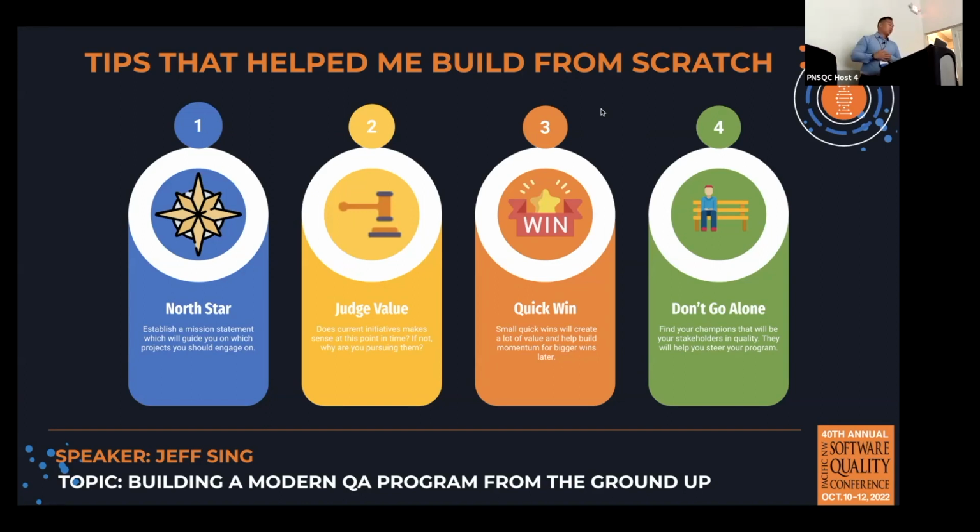Number two, judge value. Do current initiatives make sense at this point in time? If not, why are you doing them? The problem is engineering organizations can easily find themselves going the wrong path, and it's your job to say, hey, this doesn't make sense. I looked at the data. It's not good. Your hypothesis is wrong. Engineers, God bless them, love the happy, shiny things, and the happy, shiny things don't always work. It's your job to say it doesn't work. You have to be the adult.